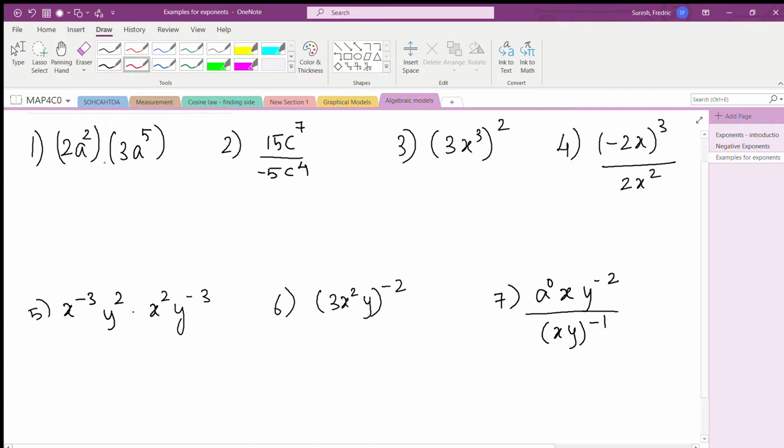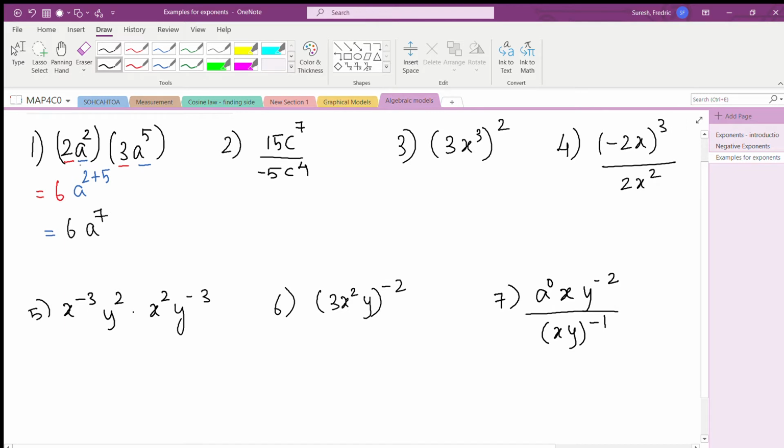So what do we have here? We have some numbers, 2 and 3, and we have exponents, a to the power 2, a to the power of 5. So numbers, 2 times 3, that is 6. And a to the 2, a to the 5, we have to do a to the 2 plus 5. And so that is equal to 6a to the 7.